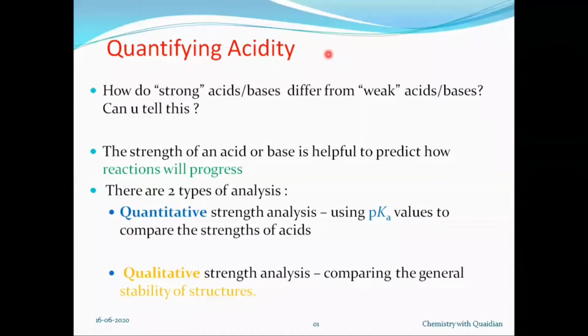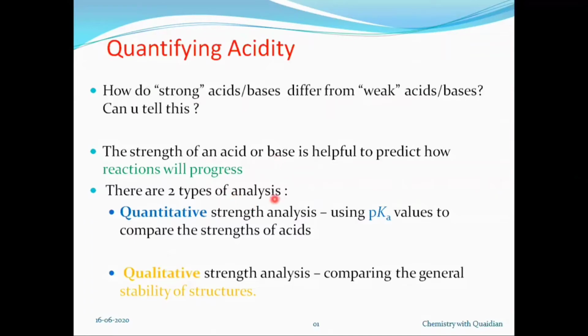Quantification of acids, or quantifying acidity. Can you tell which acid is strong and which is a weak acid? How will you differentiate a strong base from a weak base? Yes, we can tell which is the strong acid and which is the weak acid. The strength of an acid or base is helpful to predict how a reaction will proceed. By knowing the strength of the acid, you can tell whether the reaction will proceed in the forward direction, in the backward direction, or will be in equilibrium.